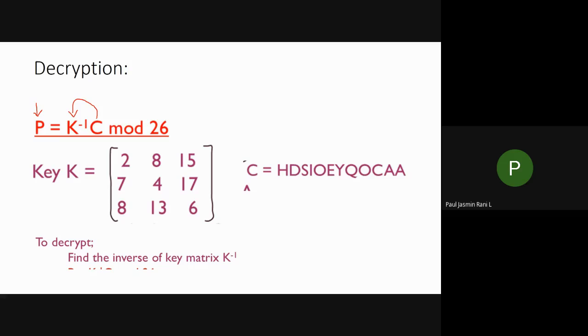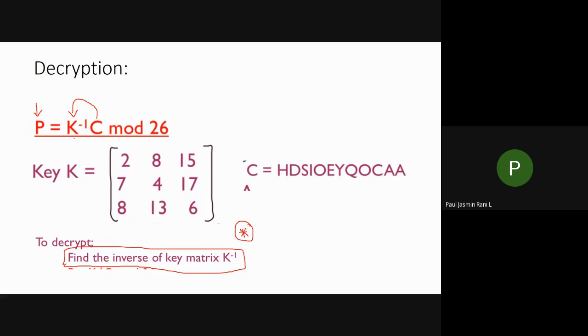So what will be your next step? You have to find the inverse of the key, that is K inverse. So your first step is to find the inverse of the key. This is a very important part of decrypting the Hill cipher. When you are familiar with this concept, you can easily solve any type of problem. So this is what you have to do.